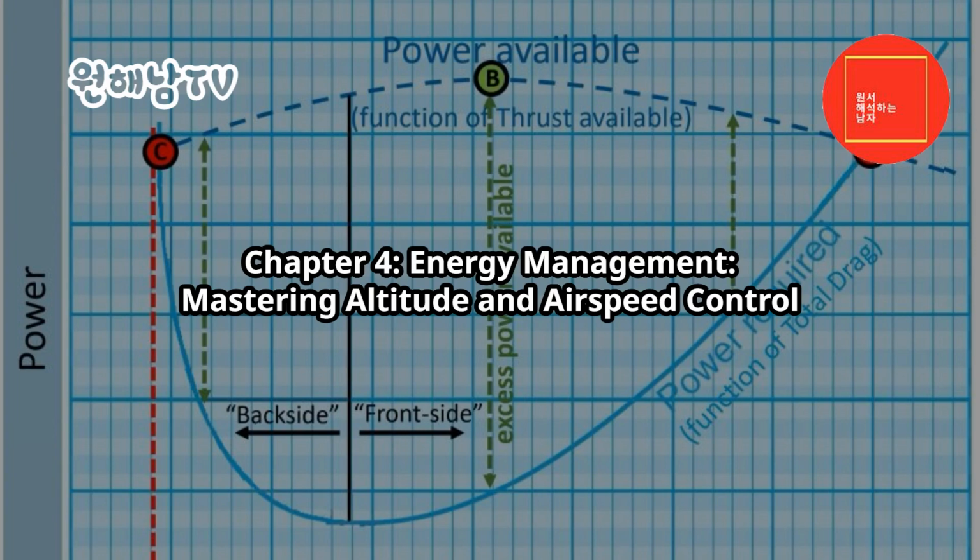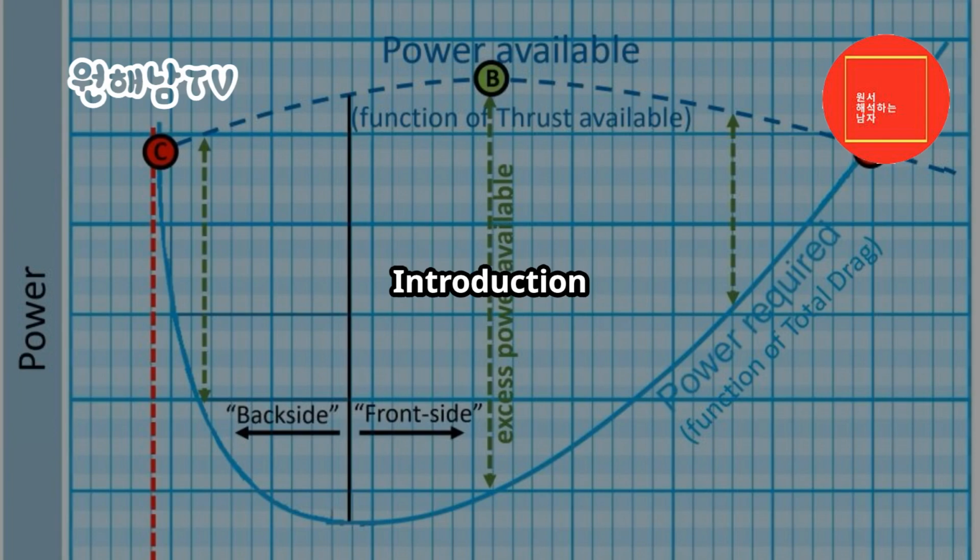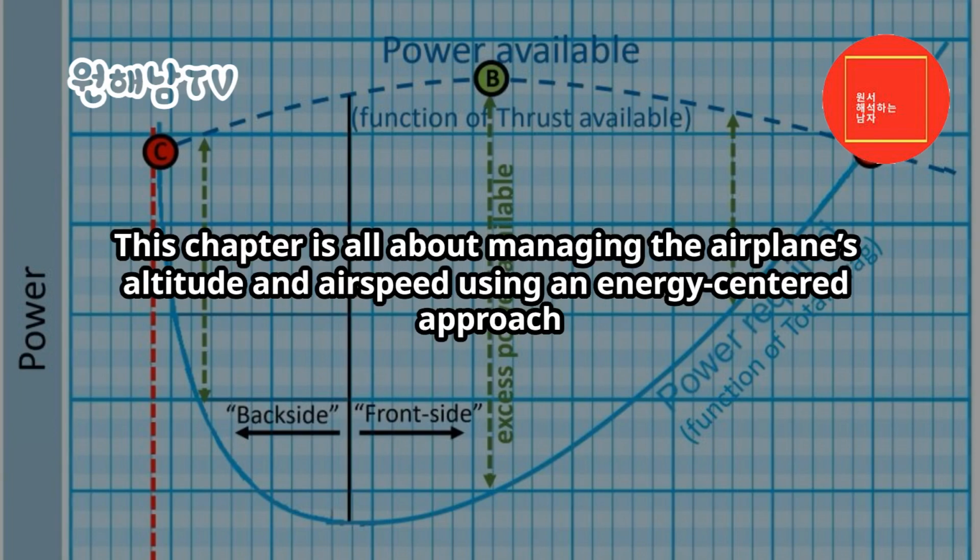Chapter 4, Energy Management: Mastering Altitude and Airspeed Control. Introduction. This chapter is all about managing the airplane's altitude and airspeed, using an energy-centered approach.